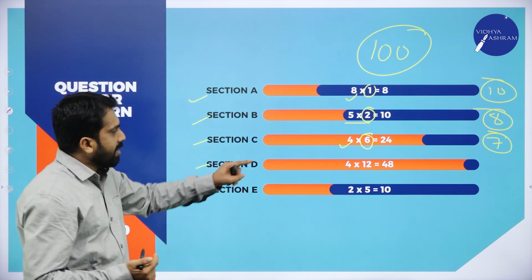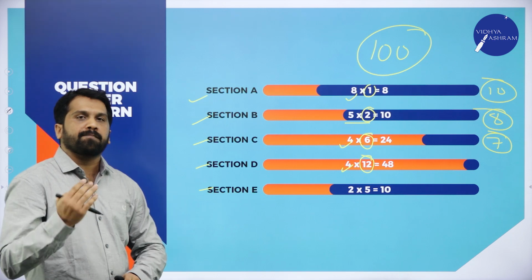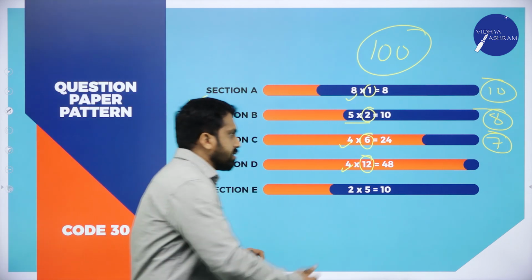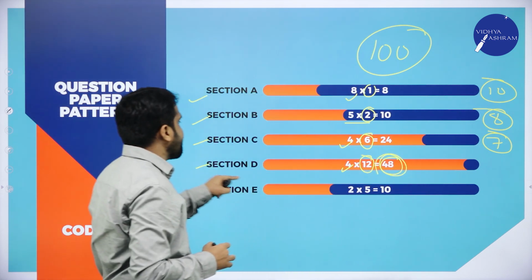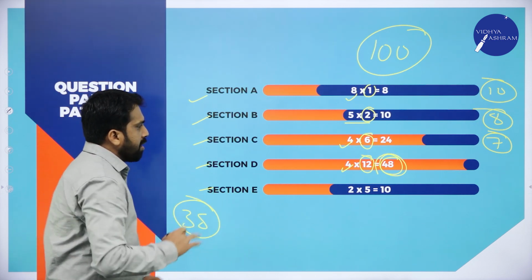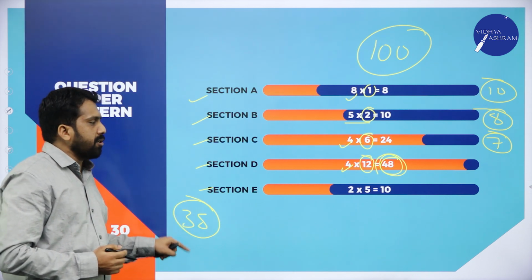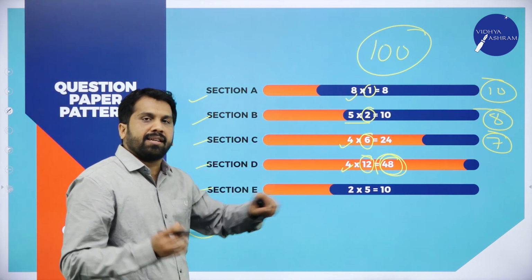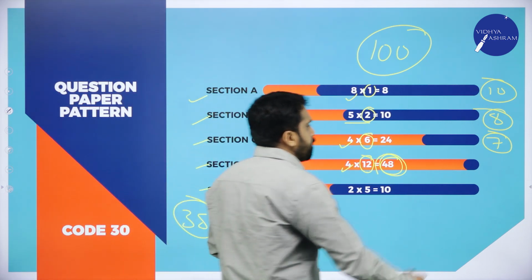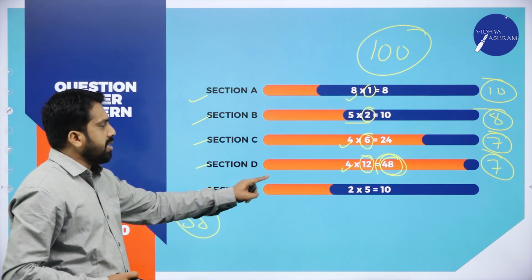Only 4. Next, 12 marks each. How many questions? 4. In this, 50% of your question paper is covered by section D. Very important. Your passing mark is 35. If you are good with these 4 problems, you can pass easily. So, this is the most important section in your question paper. 12 marks each, 4 questions. Similarly, you will get 7 questions. Out of 7, you need to attend only 4.